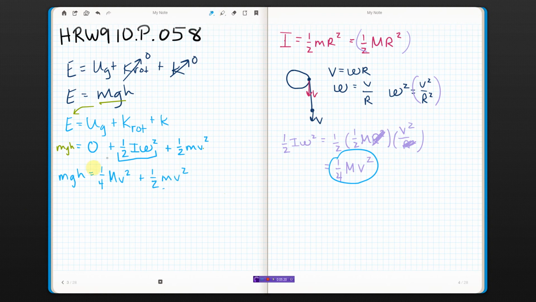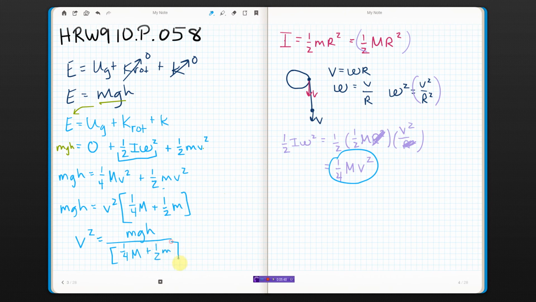So let's do that algebra. I'm going to pull a v squared out on this side. So I get v squared times the quantity: this has a 1/4 big M left over, this has a 1/2 little m left over. Now I'm going to divide both sides by this whole chunk, and what I get is that v squared equals little m gh divided by the quantity 1/4 big M plus 1/2 little m.